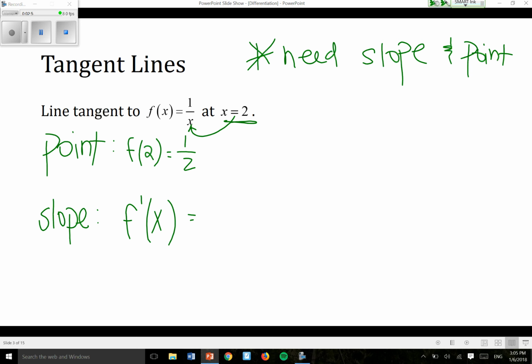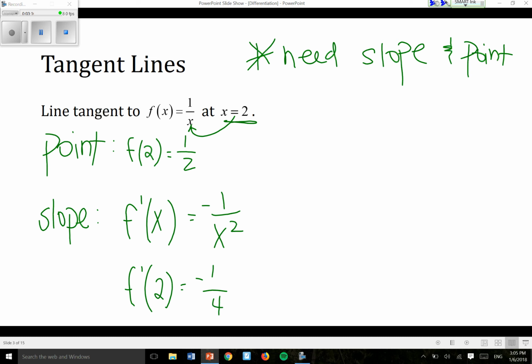The derivative of 1 over x is negative 1 over x squared, which you should have memorized, but you can also find out using power rule. And then we can plug in our x value of 2 to get a slope of negative 1/4.